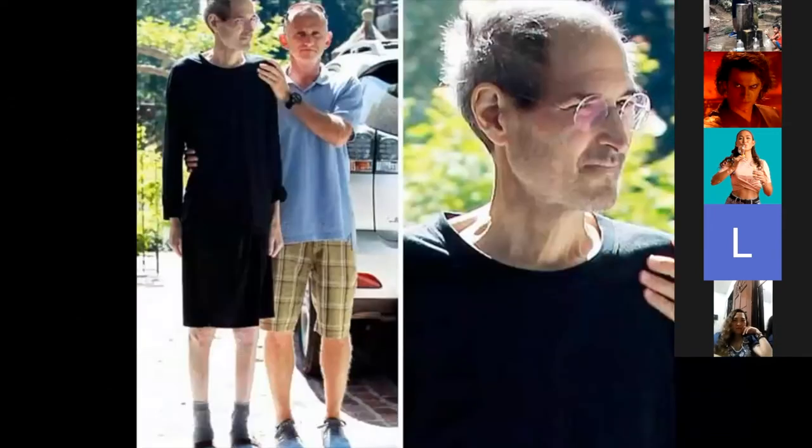How about this guy? Is he healthy? You guys know who he is? Everyone knows who he is. Steve Jobs. Is he healthy in this picture? He thinks he's healthy. But what happened? He died too. Again, pancreatic cancer. He was very sick in that picture. He just didn't know it until eventually it got so bad that there was nothing left to do except get ready to die.